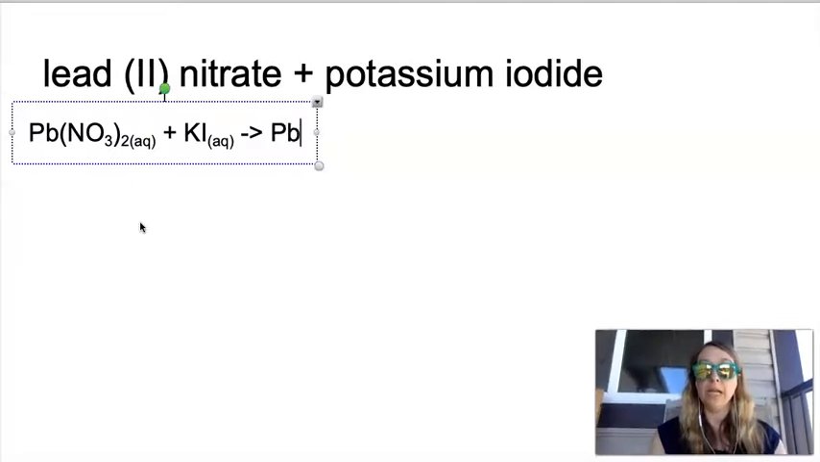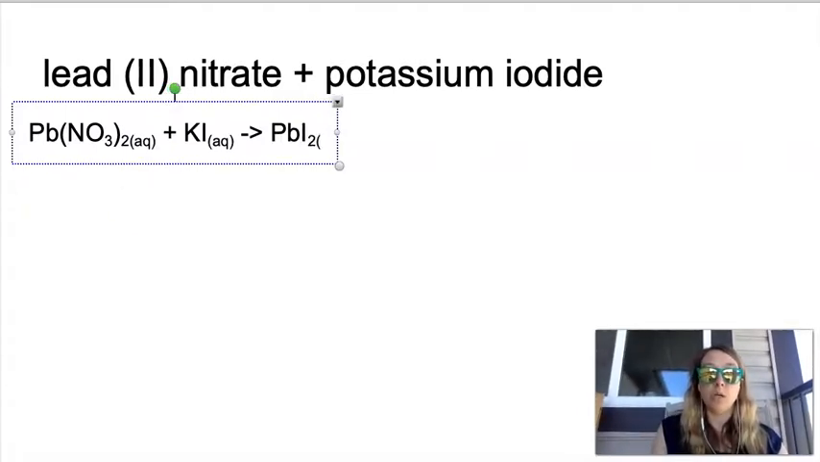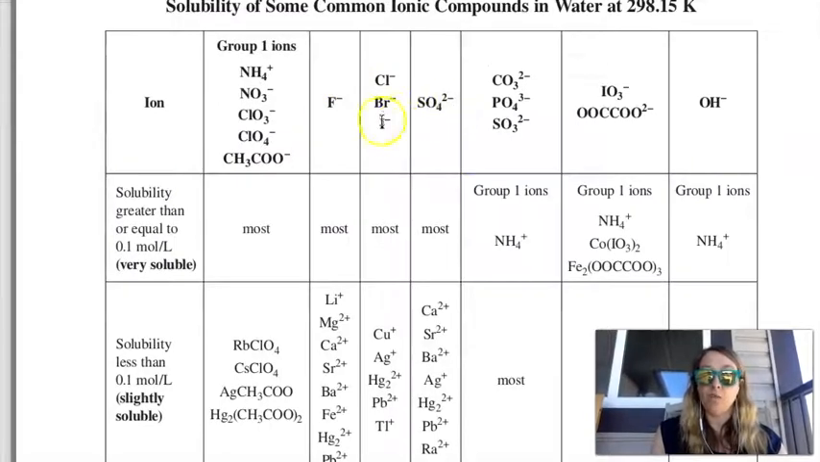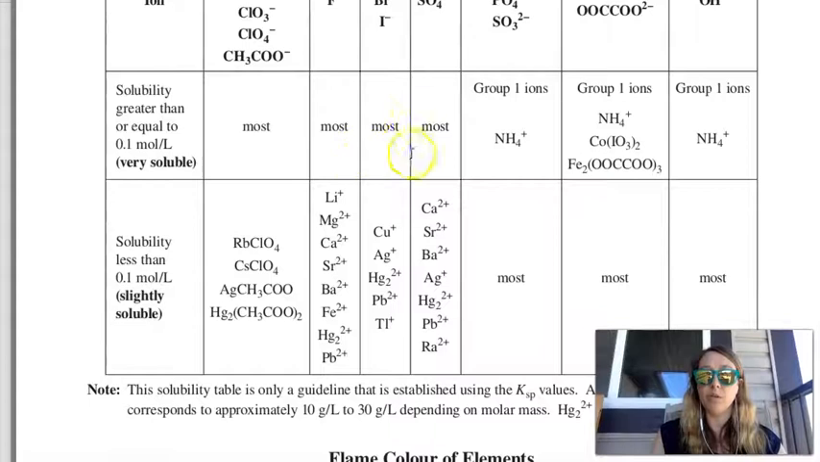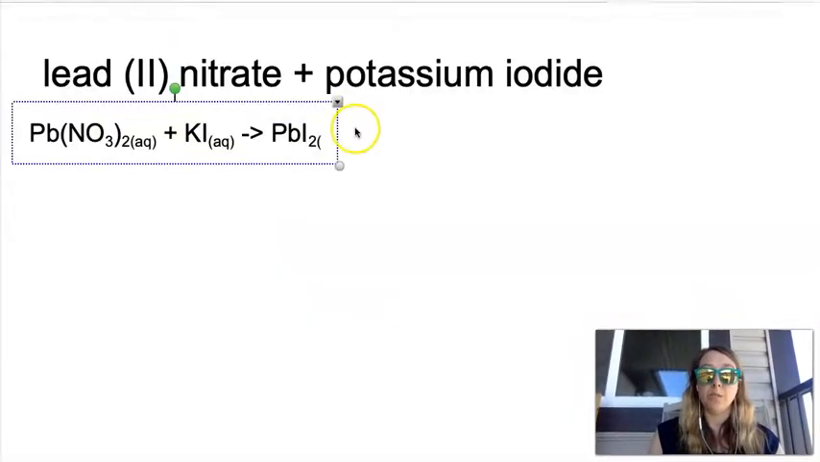So that means the lead is now going to go with the iodine. Again, make sure you're considering charges as you do this. So the lead has a 2+ charge, iodine has a 1-. So it's going to be PbI2. We now go to our solubility table. We find iodide, which is here. We look below it, so there's "most" here, which isn't helpful. But we look down here, here's that lead(II). Remember when it's in this bottom row, that means that it's going to be a solid.